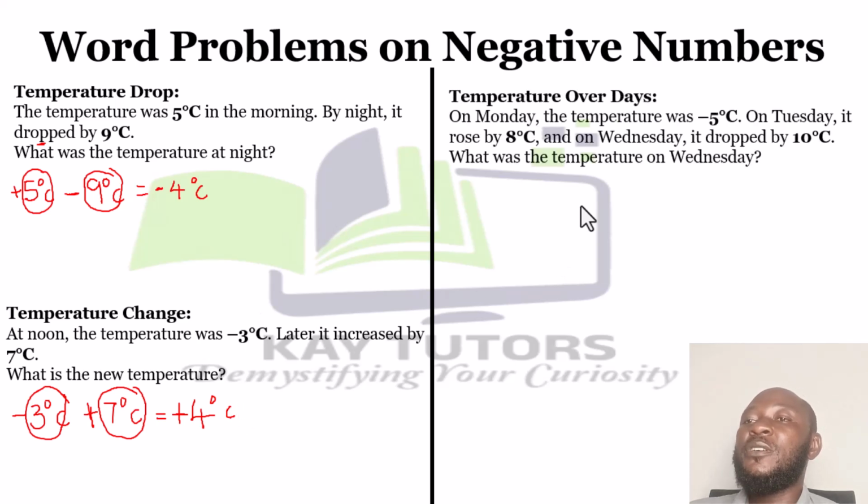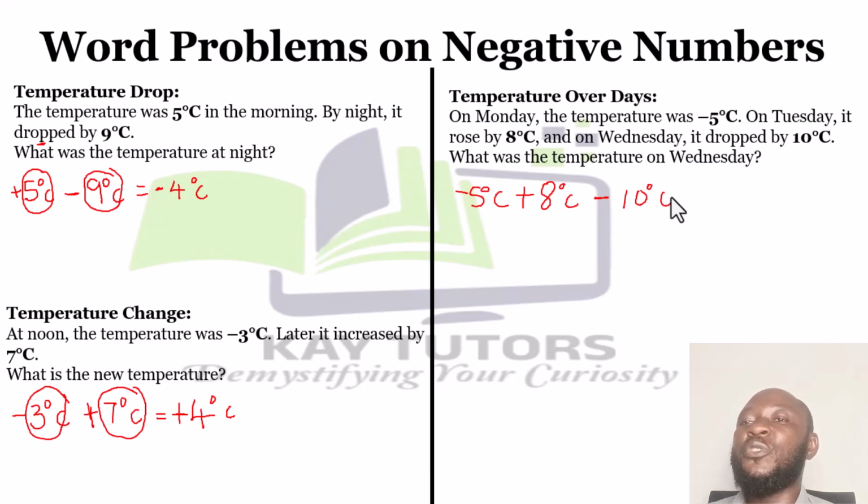Temperature over days. On Monday, the temperature was minus 5 degrees Celsius. So starting temperature or the initial temperature here on Monday is minus 5 degrees Celsius. And on Tuesday, it rose. There was an increase in temperature. And don't forget, if you're rising in temperature, you go towards the positive tail. It rose by 8 degrees Celsius. And on Wednesday, it dropped again by 10 degrees Celsius. What is the temperature on Wednesday?